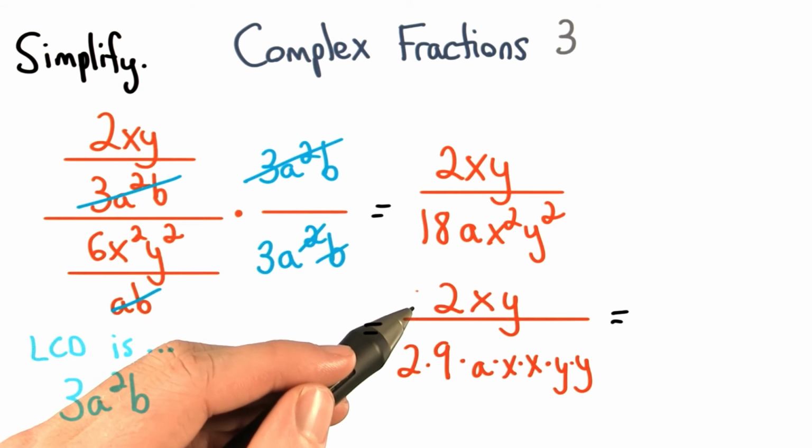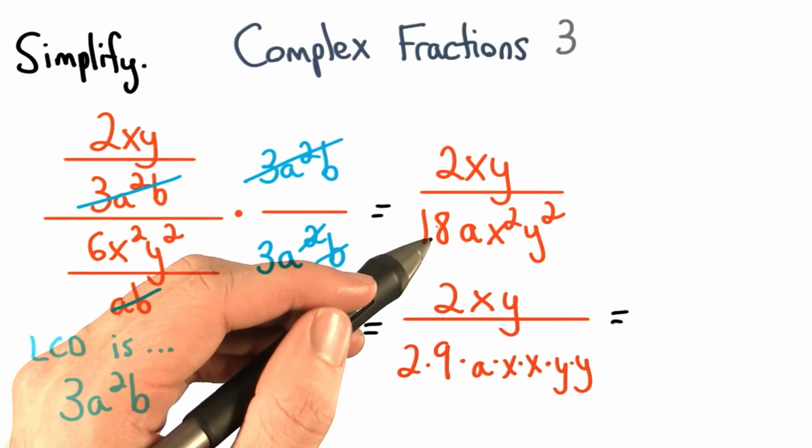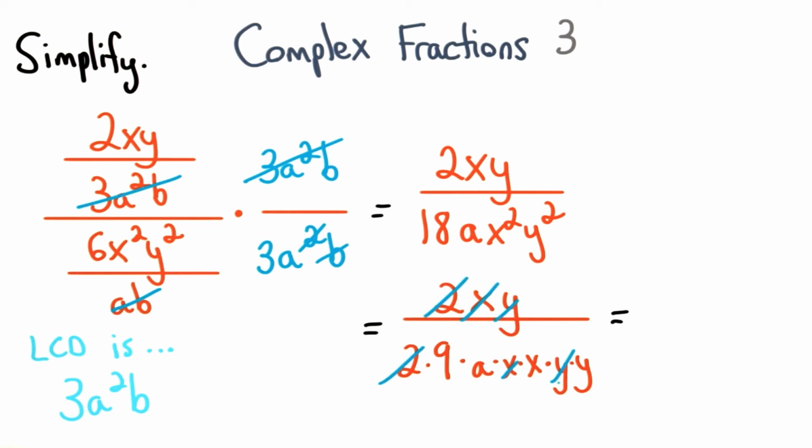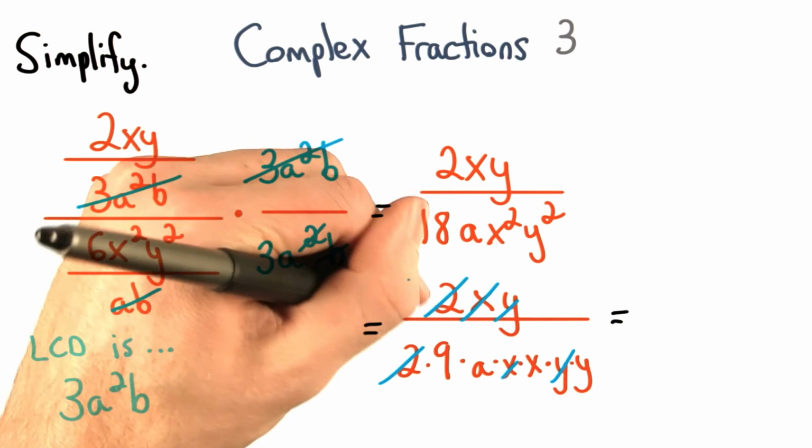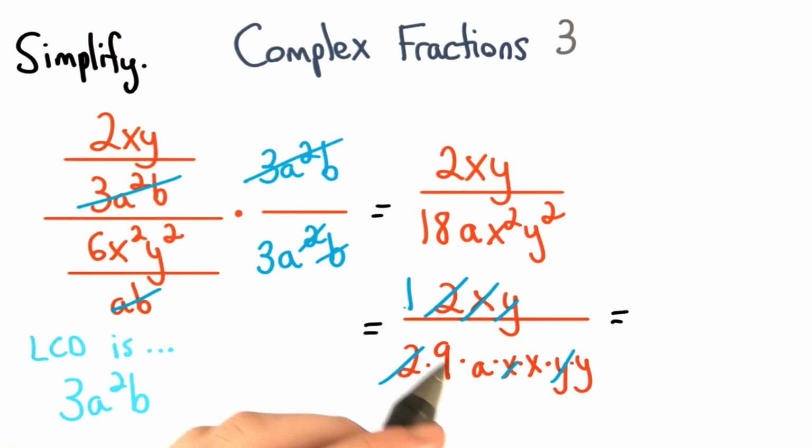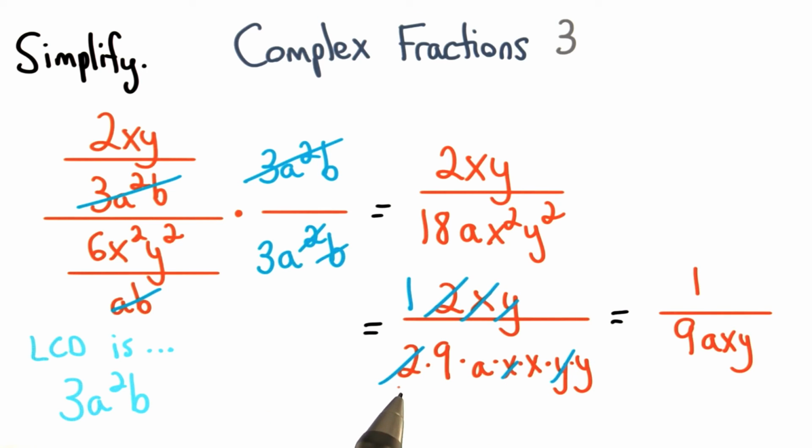These are the factors of the numerator, and these are the factors of the denominator. We can cancel the factors that equal 1, which leaves us with a 1 in the numerator and 9 times a times x times y in our denominator. This is why it's important to remember that 2 divided by 2 equals 1.